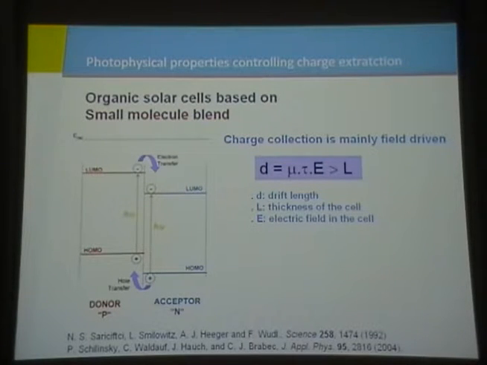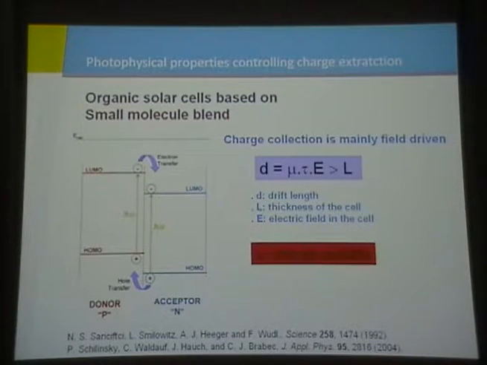I'm repeating what people have said before, and this is a slide that I have taken from a previous colleague, where even if we have very good optical absorption and very good band offsets, and all is perfectly fine in the devices, at the end of the day it's charge extraction which is limiting in most of the cases. This is the drift length of the charge carriers, which is the product of these 3 terms.